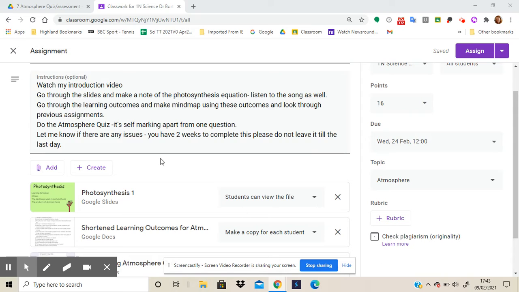We're going to look at photosynthesis, do a wee bit of revision, and then do an atmosphere quiz. We've got a couple of weeks to do this because next week's a bit of a holiday. So don't do this in the last day when it's due. Try and spread a bit of revision over the next couple of weeks.